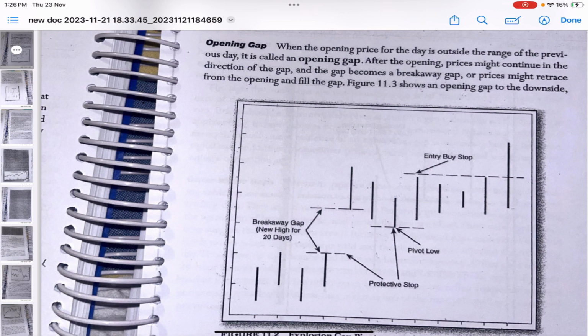Opening gap is just that from yesterday's range, today's opening is much above or below yesterday's range, which means that the price opened. We are only talking about the opening price. So that will basically mean that it is an opening gap. Now, if the prices continue in the direction of the gap after opening, then obviously that is known as a breakaway gap, right? We know that. But sometimes they can just fill the gap as well.